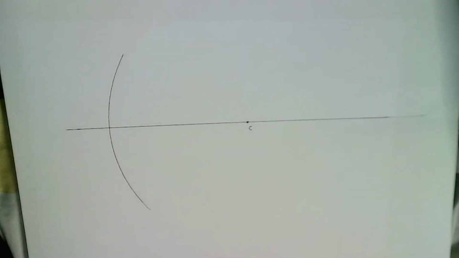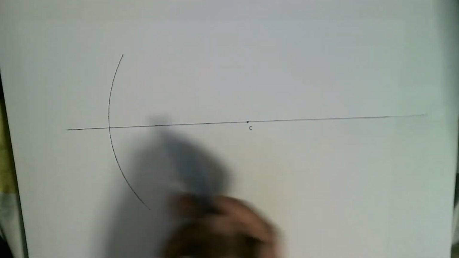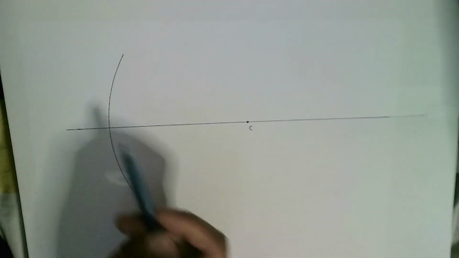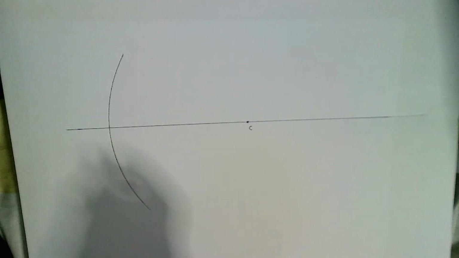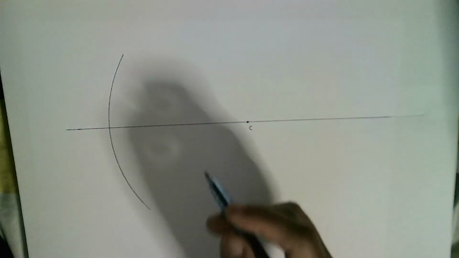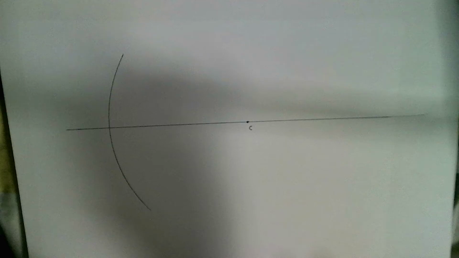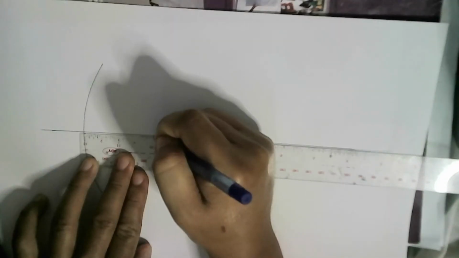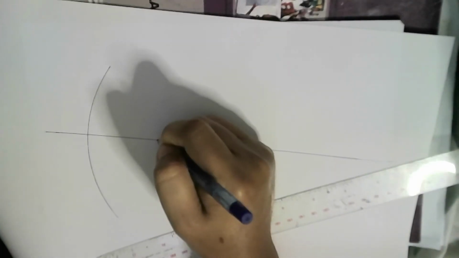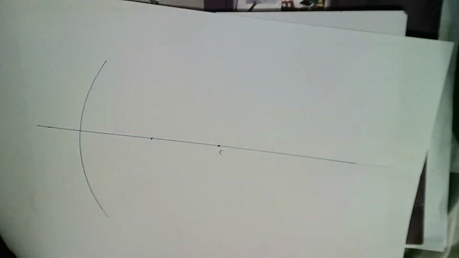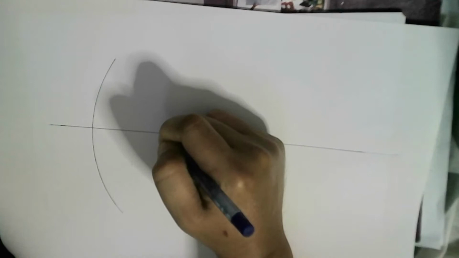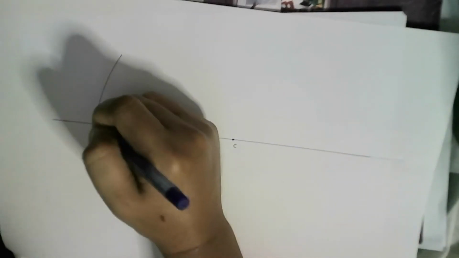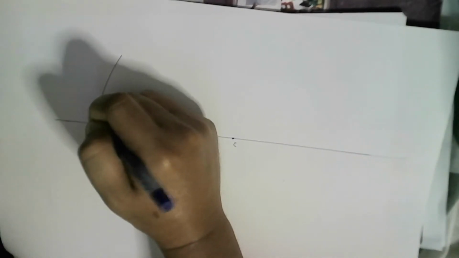So, and again, since I noted that this here to here is 4 inches, therefore I have to mark the halfway point, and that halfway point would be somewhere here. That would be my focus. So this is the focus, and this is the vertex here.